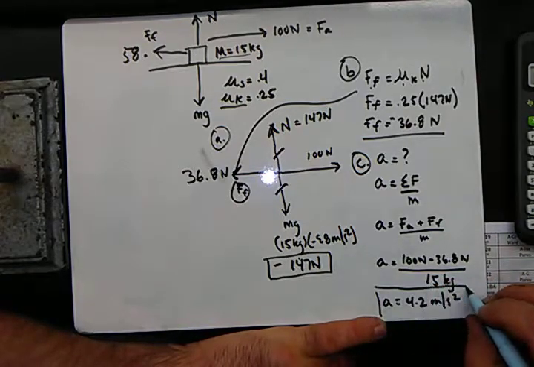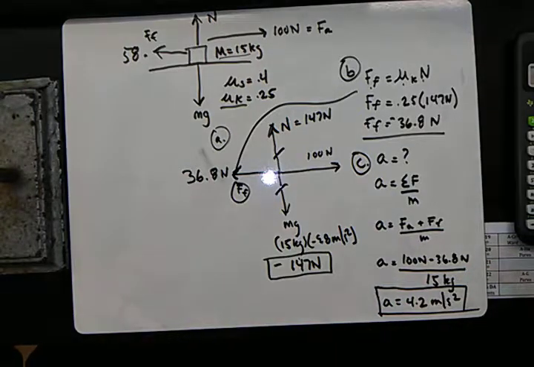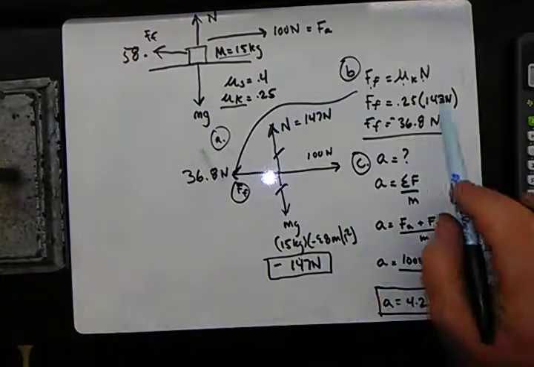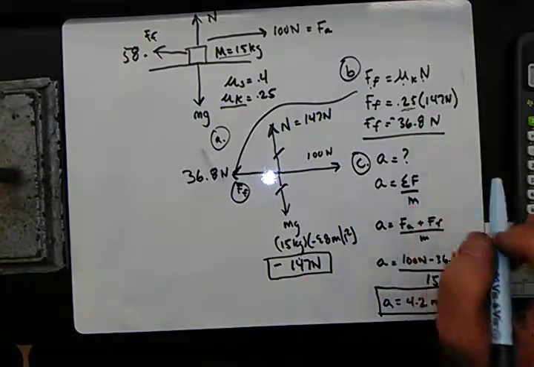Okay, here it is. The acceleration of our object is 4.2 meters per second squared. I think that satisfies number 58. So that's how you get the acceleration given our mu values, and also using Newton's second law.